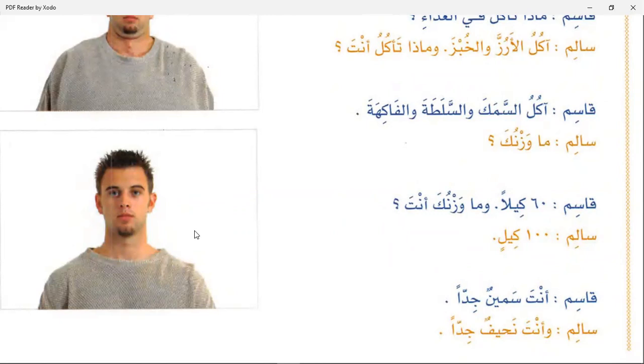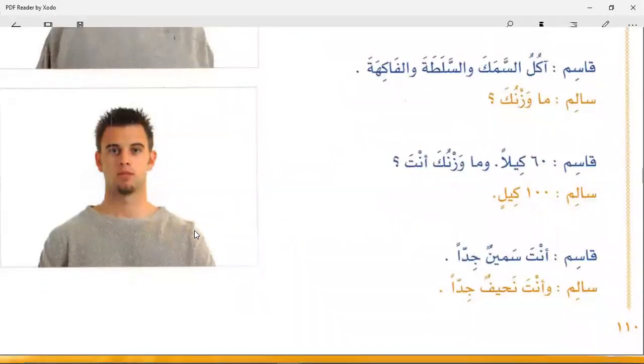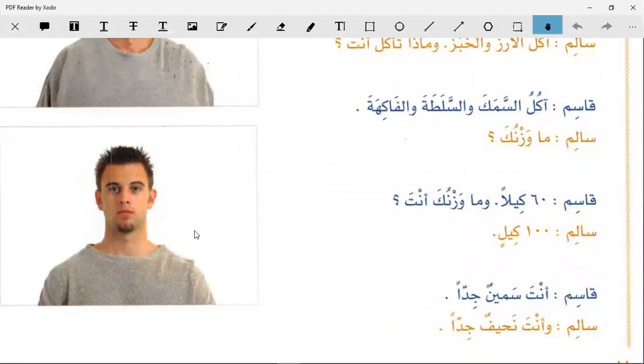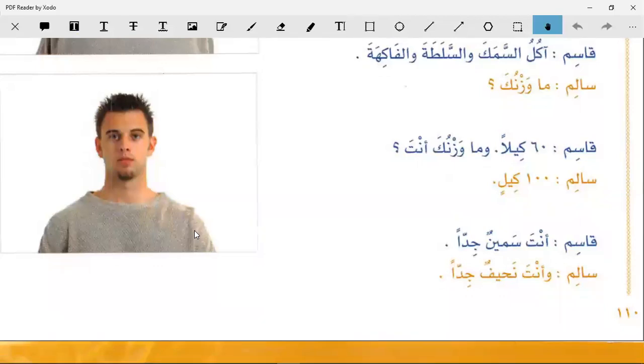Situna kilan. Wa ma waznuka anta? Mi'atu kilin. 60 kilogram. Mi'atu kilin, 100 kilograms. Anta saminun jiddan. You are too fat. You are too obese. Wa anta nahifun jiddan. You are too skinny. Any question from anybody?